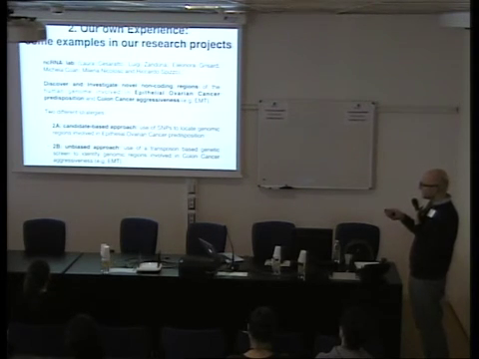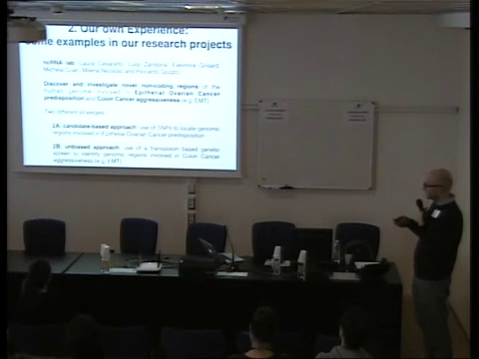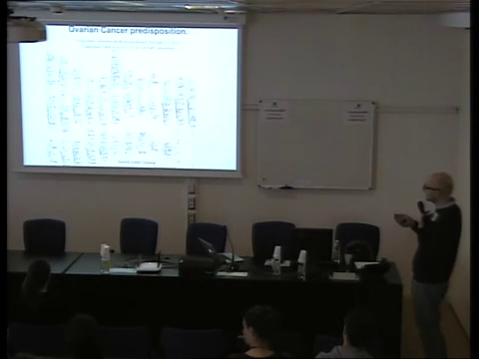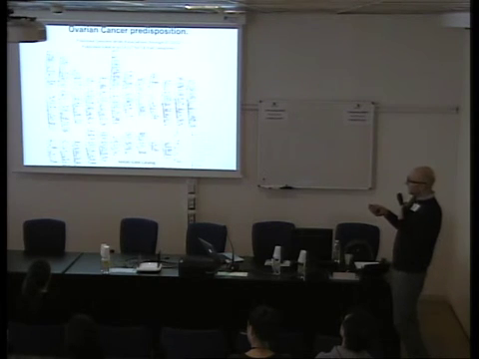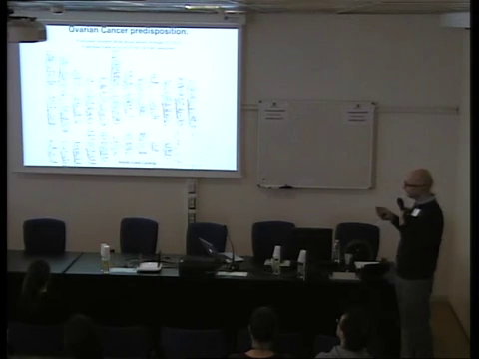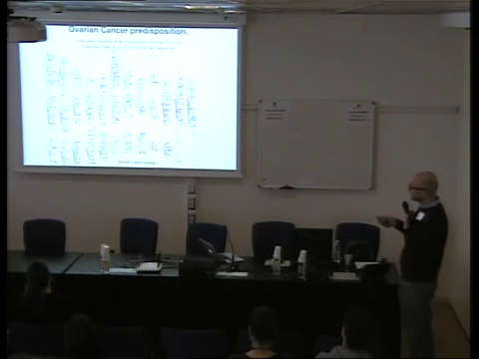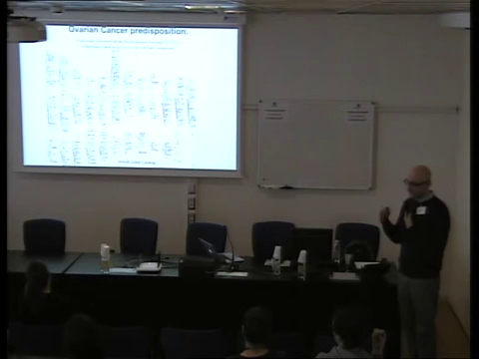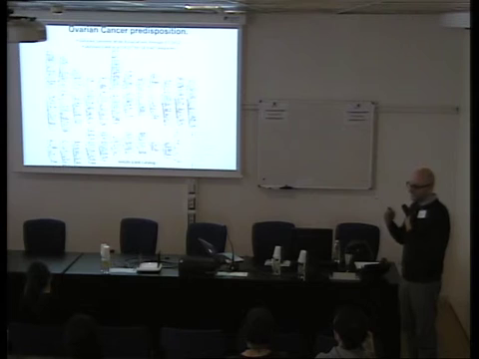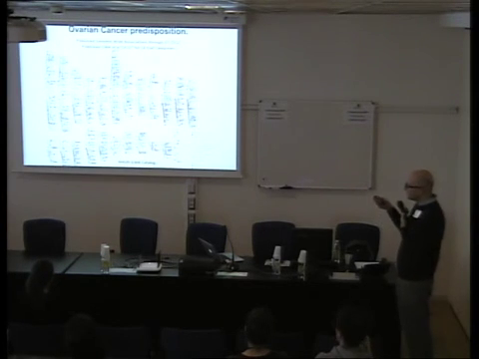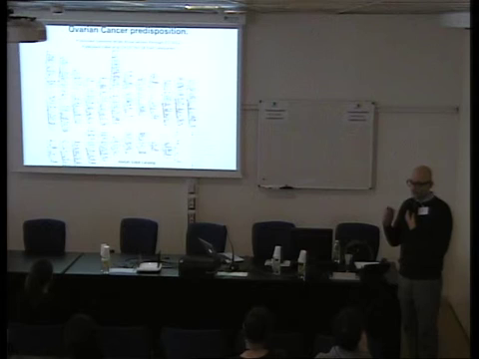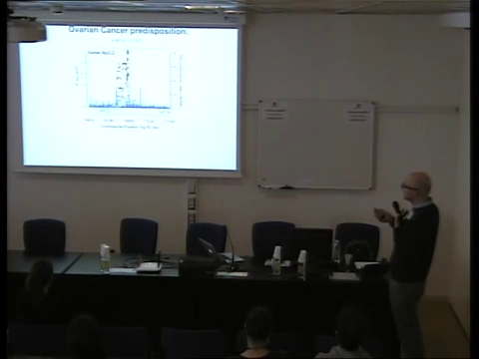Concerning the first, the SNPs involved in epithelial ovarian cancer predisposition, we used this publicly available database, the Genome-wide Association database. Here these are the human chromosomes, and all the dots are different SNPs that have been associated with several traits, with several diseases, okay? And you can also find some involved in ovarian cancer predisposition.